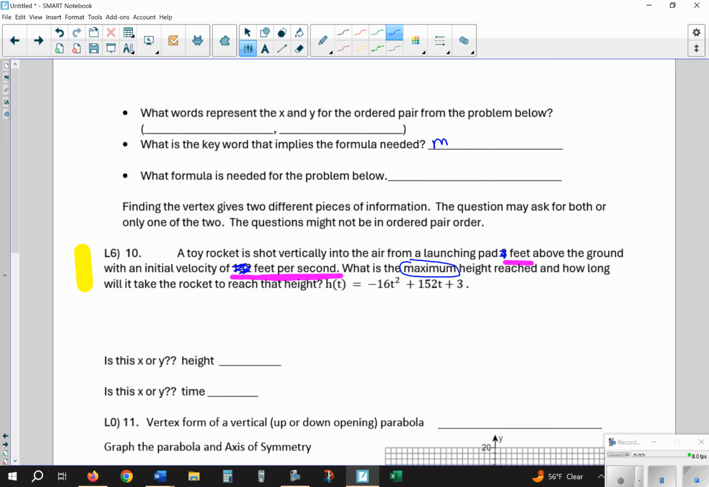So the word maximum is that key phrase that tells me what formula I want to use. And that formula says we can find the two values: opposite of b over 2a. And then my function is h. So we're going to take the answer that we get, and plug it back into our function.